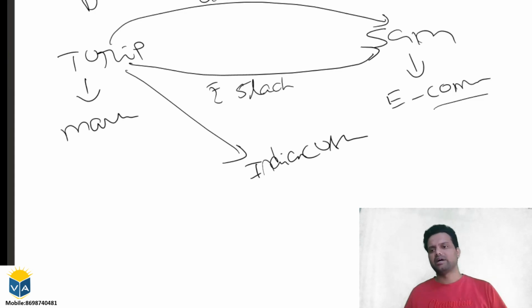Turnip went to Sam and asked the company, please do me a favor. I will pay you 5 lakh rupees and you make an advertisement targeting Indian customers. Okay, I want to expand my business to India. That's the objective. This is the transaction arrangement.